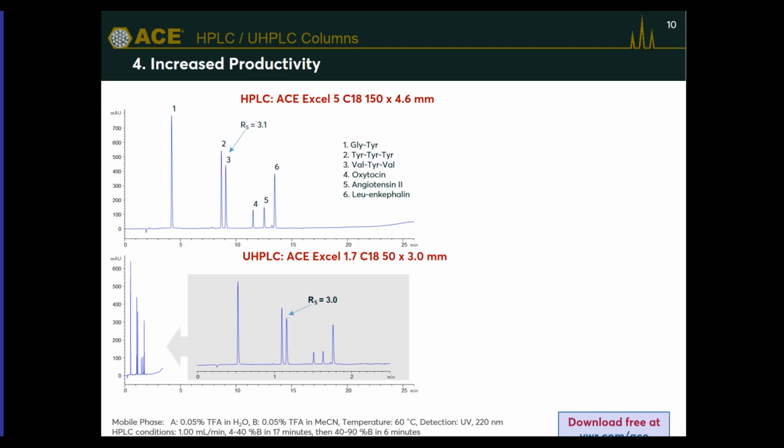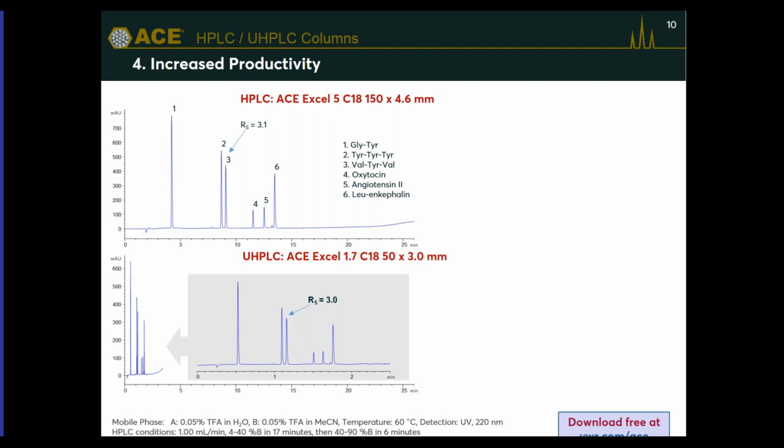If we translate that from a 150 by 4.6 millimeter 5 micron HPLC column to a UHPLC 50 by 3 millimeter 1.7 micron column, we can see we benefit from that huge reduction in the runtime. If we zoom in, and you can see the gray box where we can see the actual separation, you can see that we've preserved the chromatography.